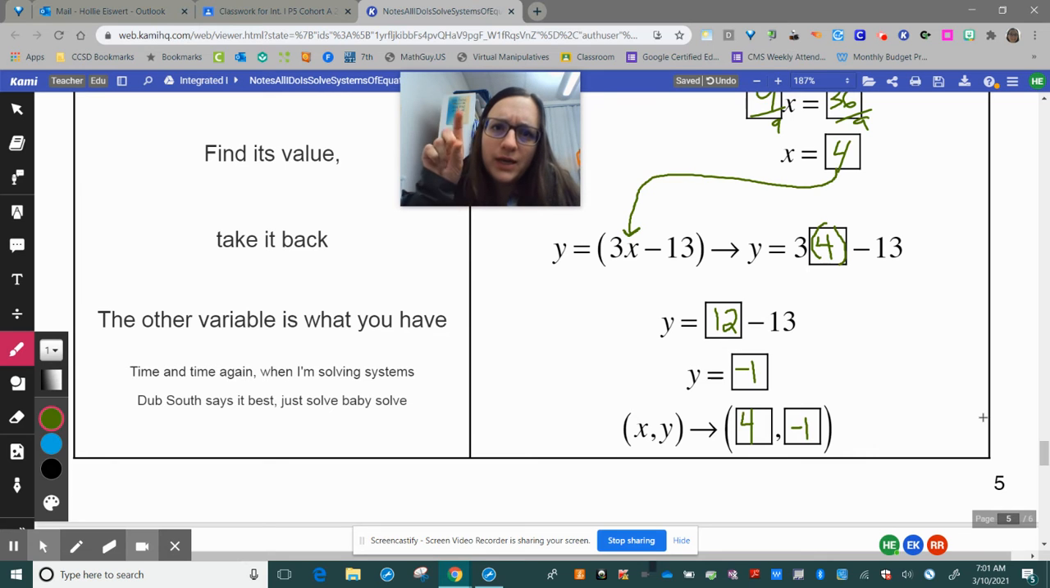Now some of you are like, Miss Iceberg, can't we just graph this? Wouldn't that be so much easier? We need this method for when we try to graph and it's a fraction or it's a decimal. So that way we can be super precise and find the exact number. But for now, there's some nice whole numbers while we're practicing this method.